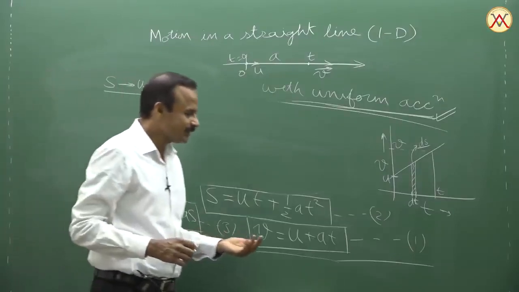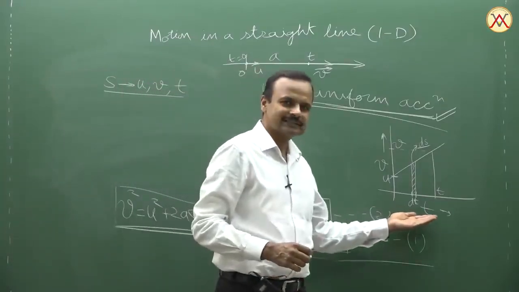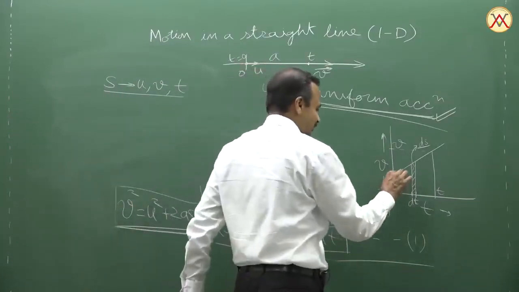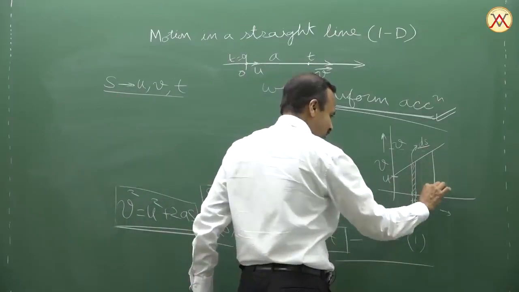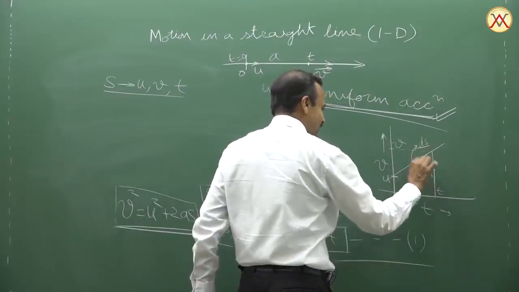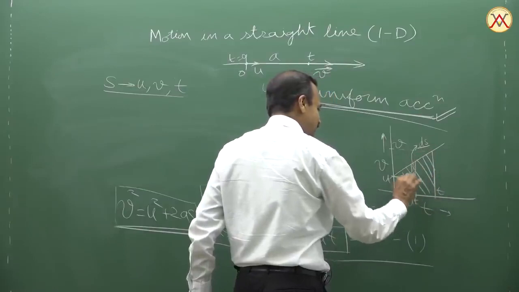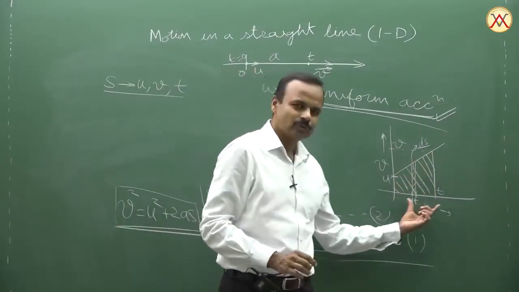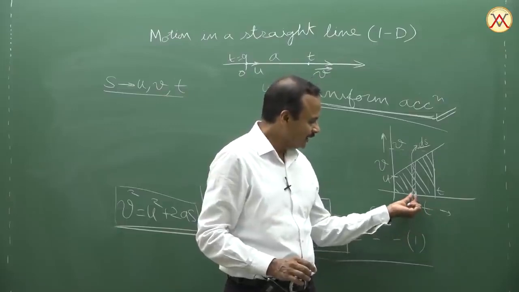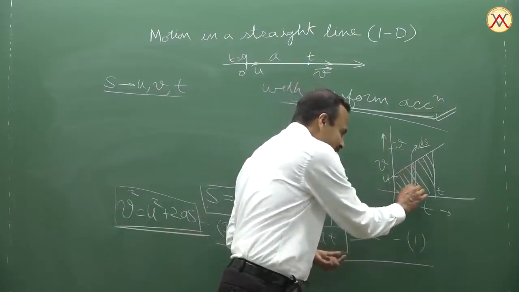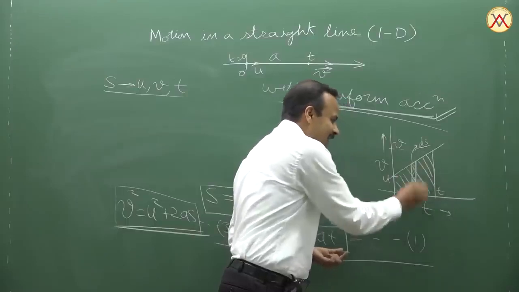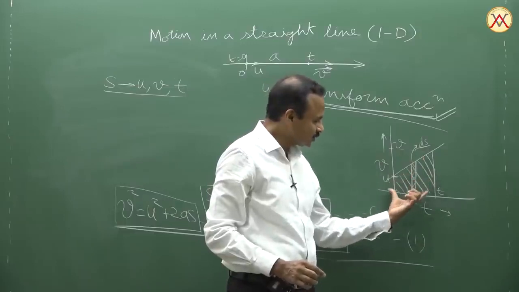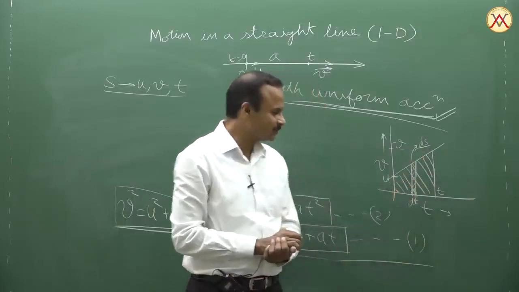You can do this by using this graph. See, what is displacement? Displacement, we can say in terms of graph, it is the total area under the VT graph. Total area under the velocity time graph will give you the displacement. We already found this thin area equal to ds. So the total area will give you the total displacement S.